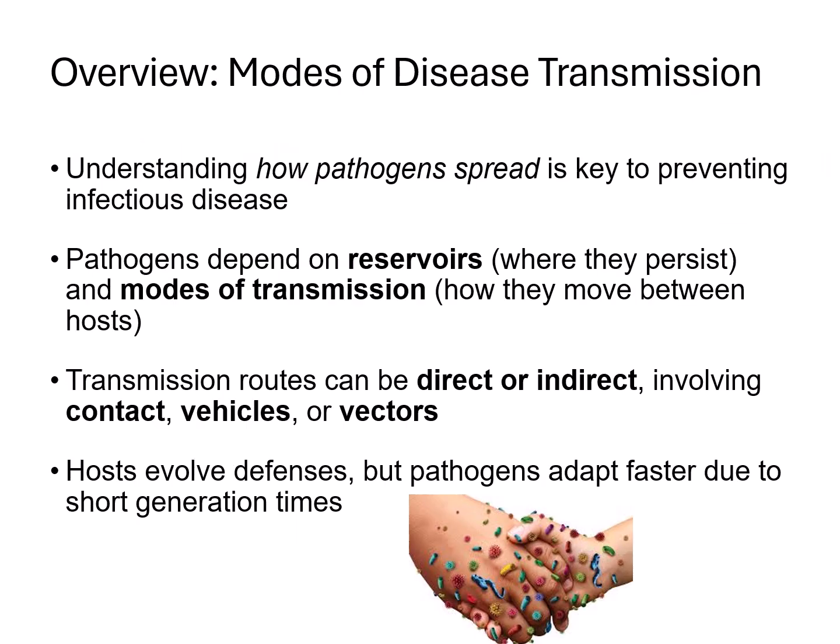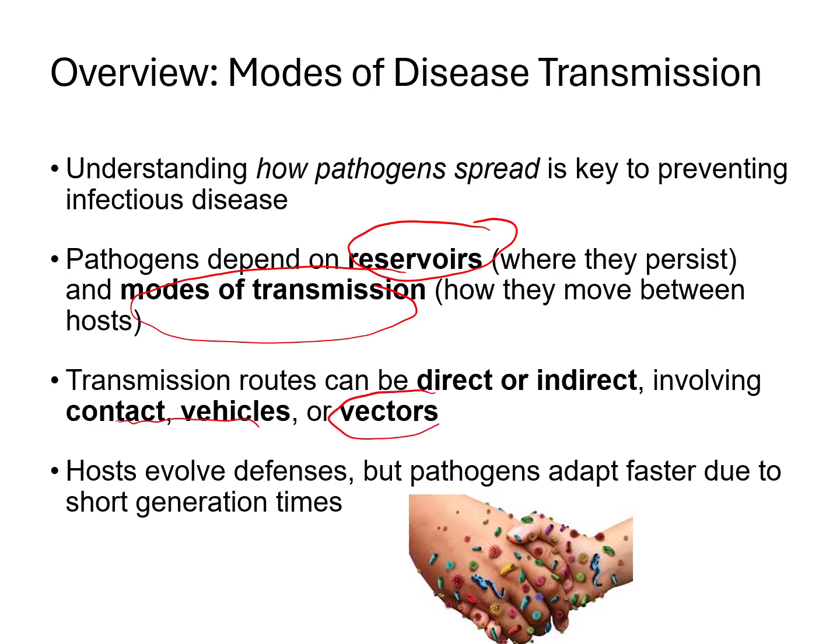To understand how diseases spread, we need to know two things. One is where the pathogen lives. That's called its reservoir. The second is its mode of transmission, which is how it moves between hosts. Some pathogens spread really easily, while others require very specific conditions. We're going to talk about all of these.